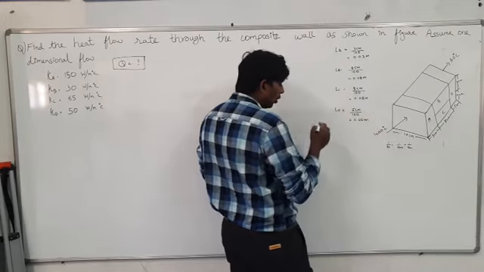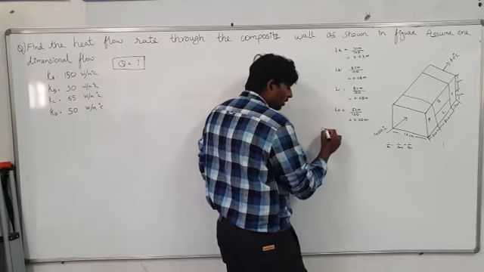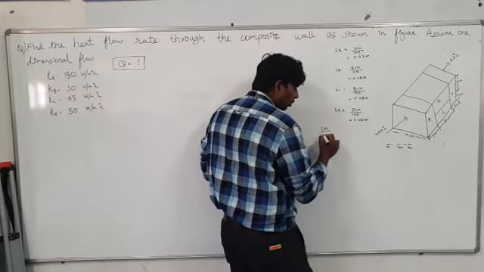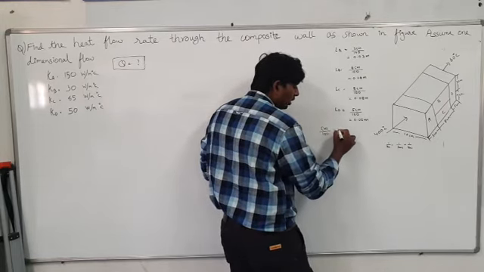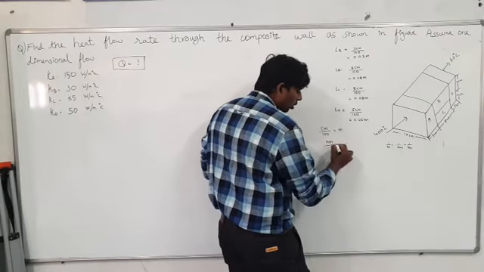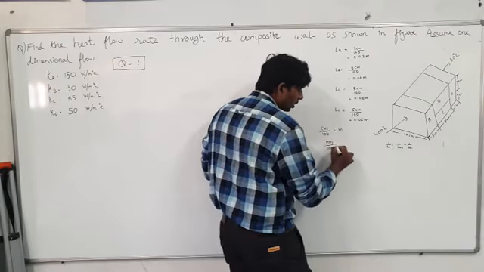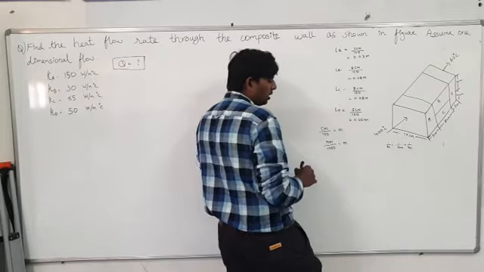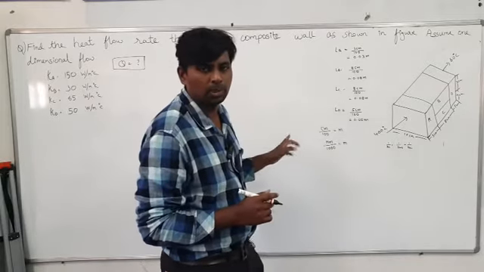I already told you, whenever anything is given in centimeter, what you have to do? Divide by 100, and you will get the answer in meter. If anything is given in mm, what you have to do? Divide by 1000, and you will get the answer in meter. These two assumptions you have to remember.